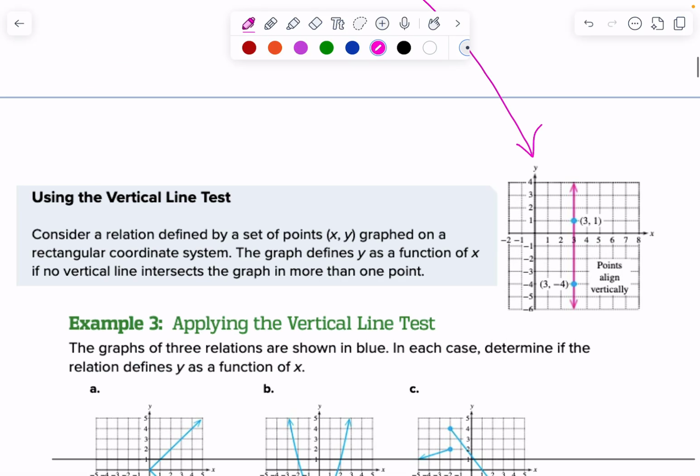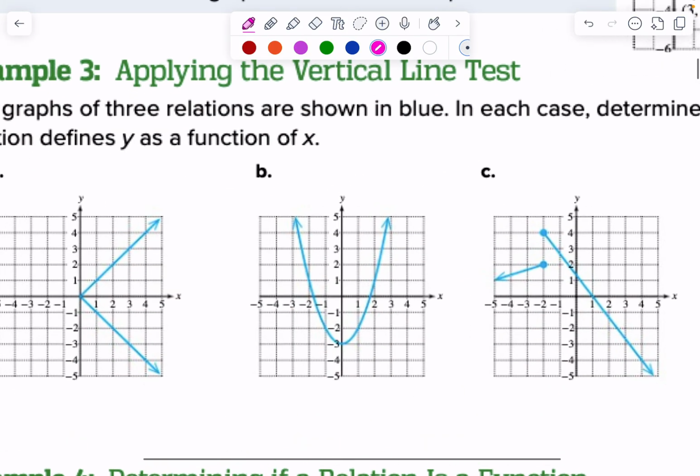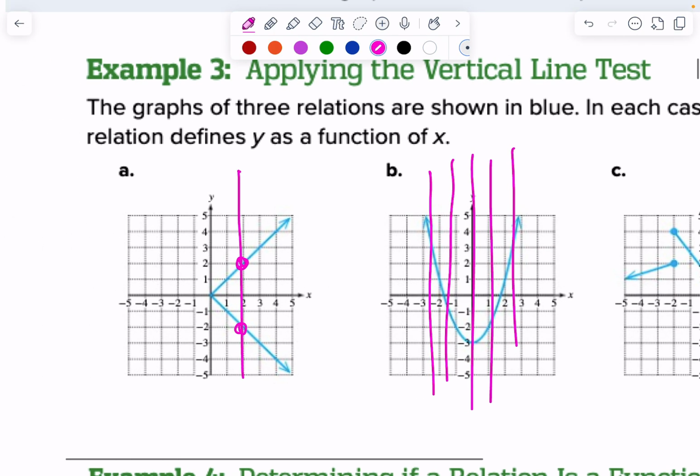The vertical line test says that if you graph a function, it should only pass through each place on the graph one time. If it hits only one time, then it is a function. Like this one, it's going to hit in 2 places, which means it's not going to be a function, right? So this one is a no for the vertical line test. This one is a yes because it's only going to hit at each of those 1 places.